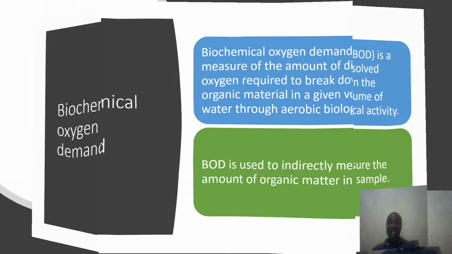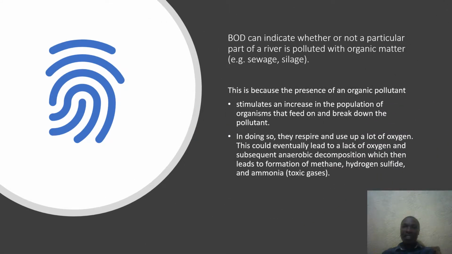Do you know what sewage does? Sewage, or the presence of sewage, stimulates an increase in the population of organisms that feed on and break down the pollutant that is in the water. And these organisms we're talking about are majorly the bacteria. And in so doing, they respire and use up a lot of oxygen. This could eventually lead to a lack of oxygen and subsequently anaerobic decomposition, which then leads to formation of methane, hydrogen sulfide, and ammonia, which are toxic gases.